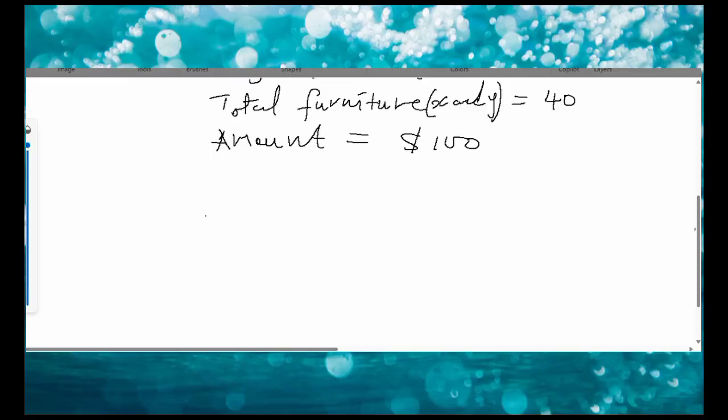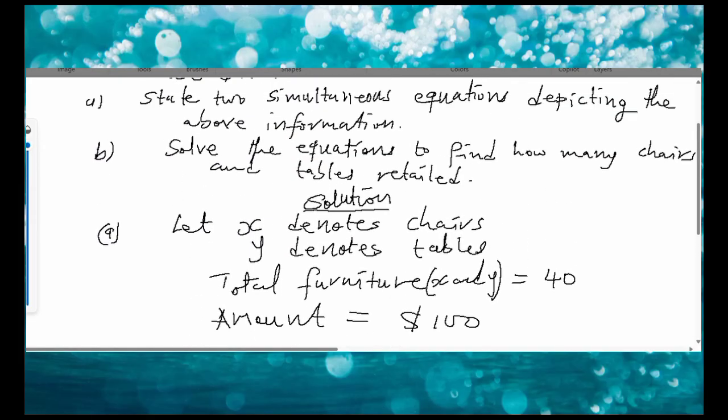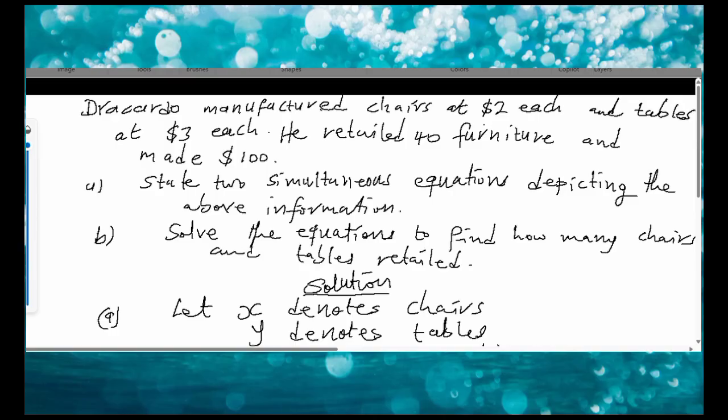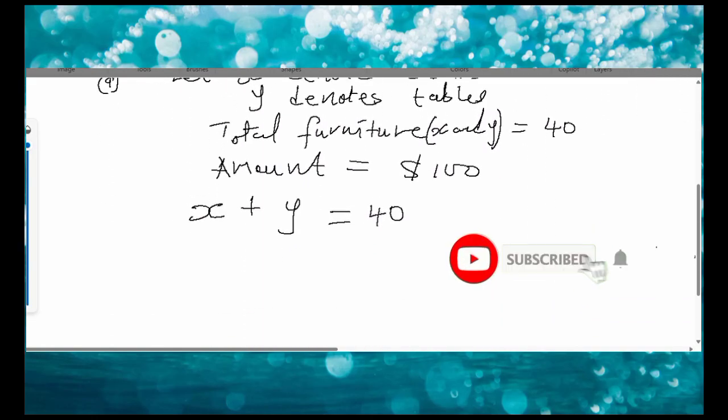So we have x representing the chairs, right? So the chairs plus the tables, the y, in total, they are how many? They are 40, right? And then also, each chair costs how much? According to the question, each chair is $2, and each table is what? $3.